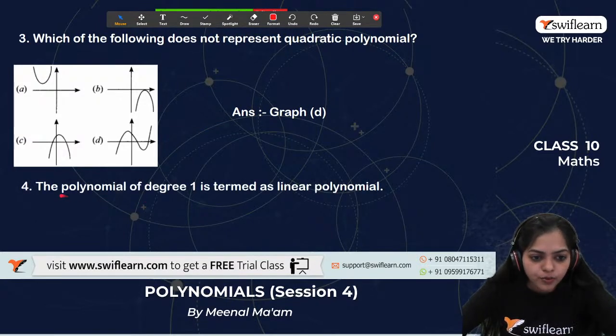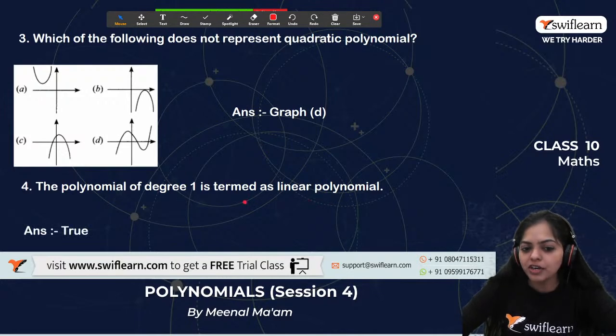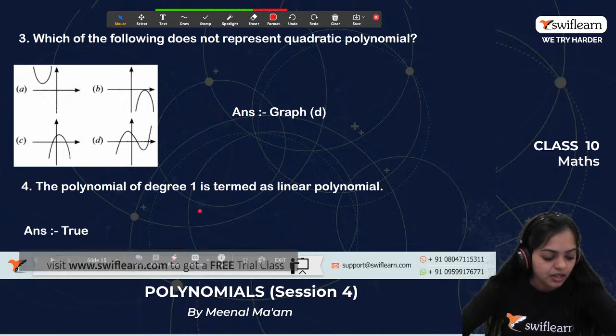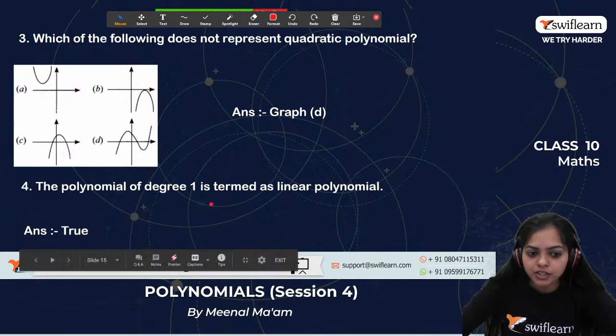Now moving on to the next question. A polynomial of degree 1 is termed as what? Linear polynomial. Yes, we have already discussed this. So a polynomial of degree 1 is termed as linear polynomial. Is it true or false? Definitely true. Yes, a polynomial of degree 1 is known as linear polynomial. Very good. Now move on to the next question.